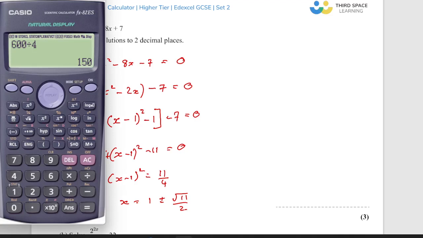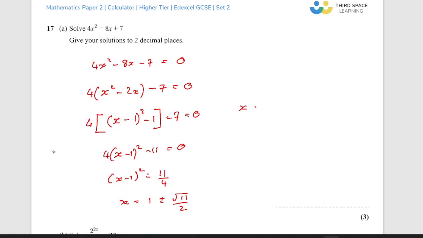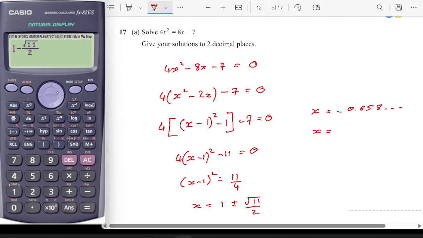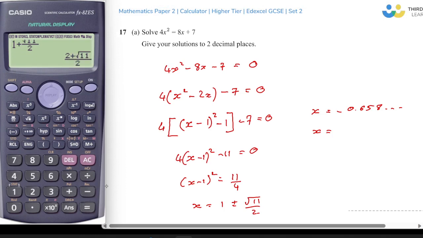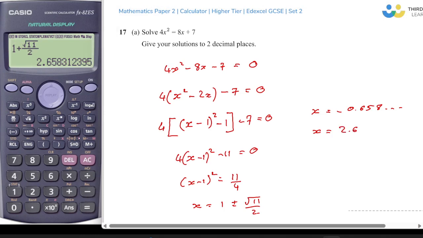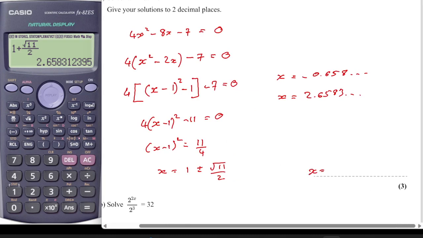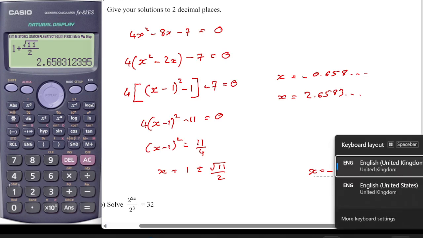So if we get the calculator out, then 1 minus root 11 over 2 gives me my first value, so x is equal to minus 0.658... or x is equal to, and then I'll just replay and change that negative to a positive, and as a decimal, that's going to be 2.6583... So my two values then are going to be x is equal to minus 0.66, or x is going to be equal to 2.66. And I've done that by completing the square.